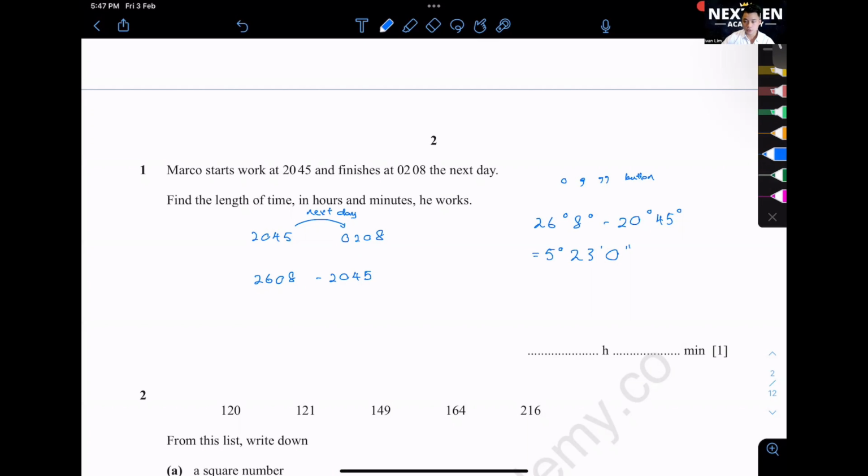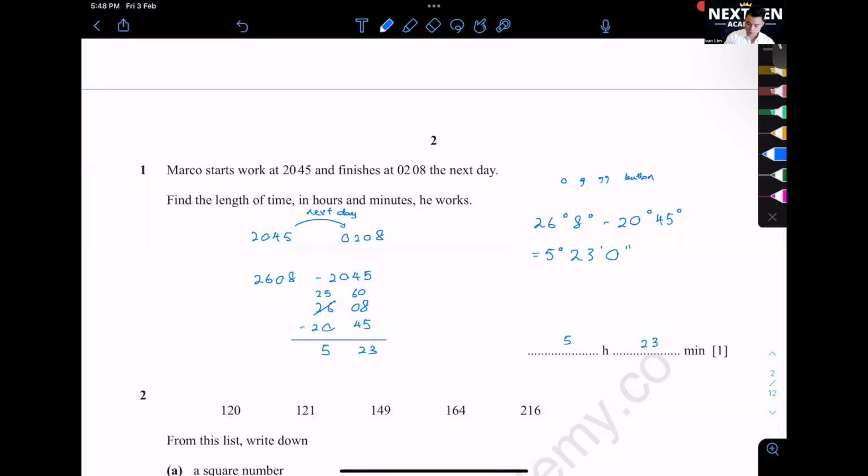So if you don't know how to do it, you can always use a calculator to double check, in case it gets a bit more complex. Pretty simple, this one. 2608 minus 2045. Not enough, so you borrow. 68 minus 45 is 23. 5 hours, 23 minutes.